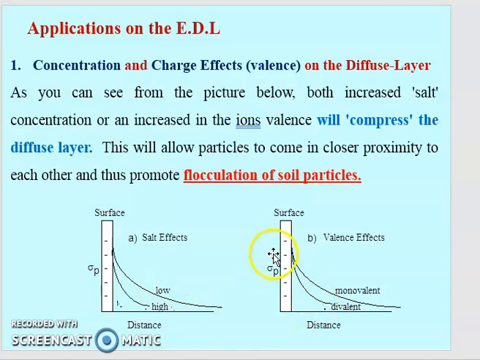The same here, if you have a high valence, divalent versus monovalent. If you have divalent, the electric double layer is compacted and consequently flocculation will be carried out. However, if you have a monovalent like sodium, the dispersion is conducted.